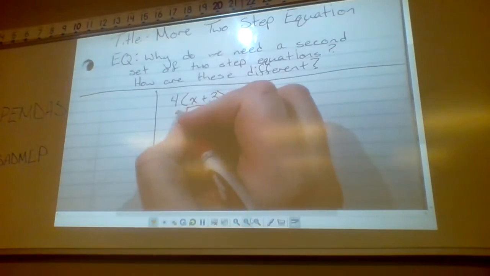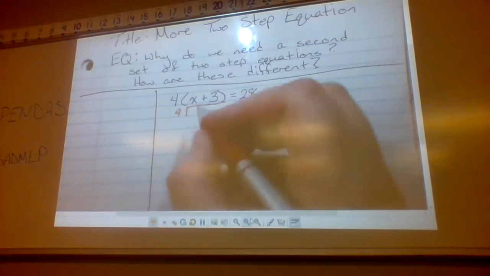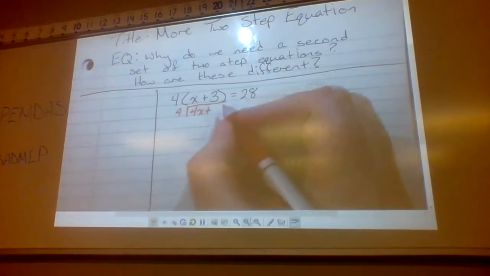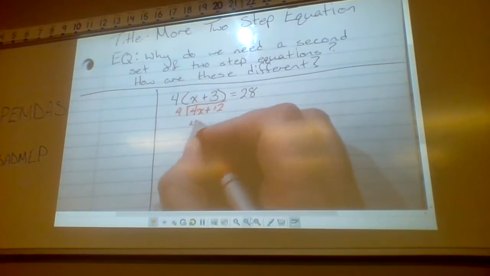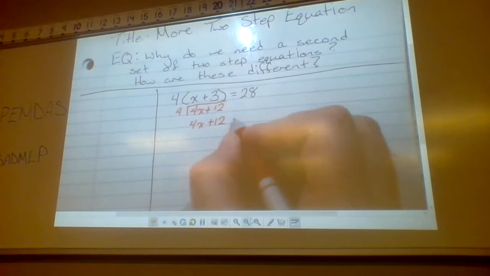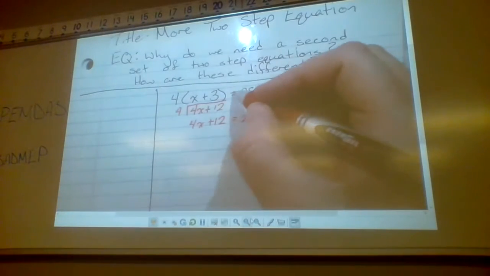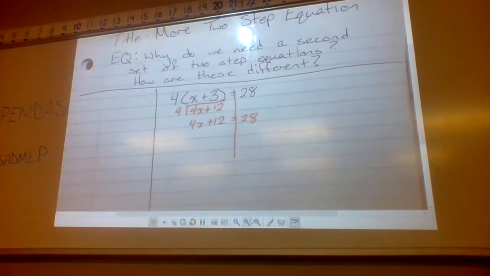So we distribute the 4. What's 4 times x? 4x. Plus, what's 4 times 3? 12. So we just made this 4x plus 12 equals 28. That's one step, wasn't it? Doing the distributive property. Now it's a 2-step equation. We just did this 2 days ago. There's a lot of 2's going on today.